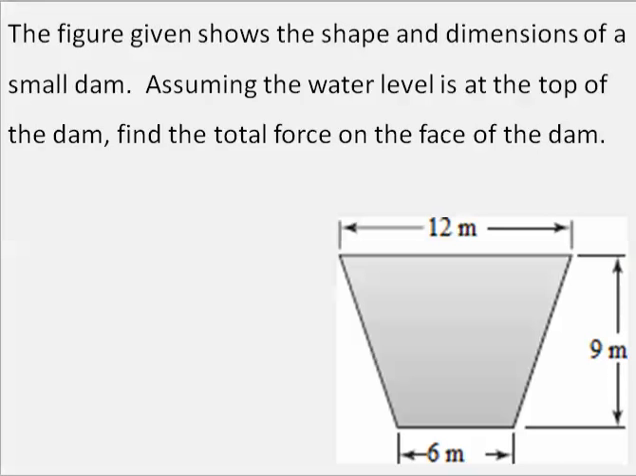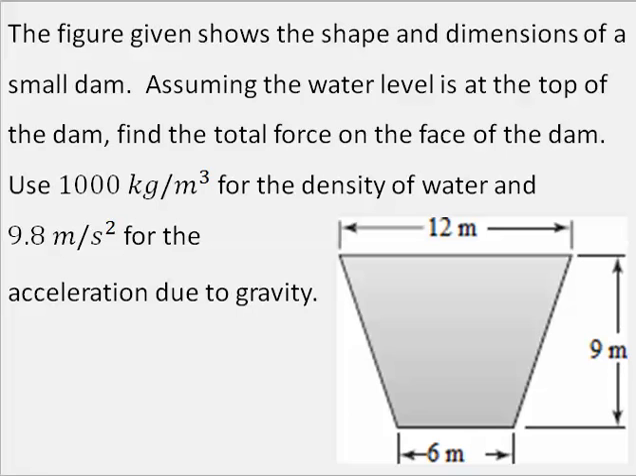6.6.31. The figure given shows the shape and dimensions of a small dam. Assuming the water level is at the top of the dam, find the total force on the face of the dam. We're going to use 1,000 kilograms per cubic meter for the density of water and 9.8 meters per second squared for the acceleration due to gravity.